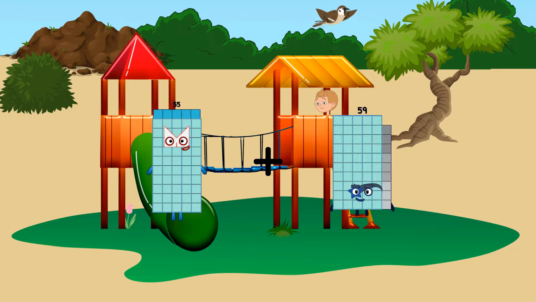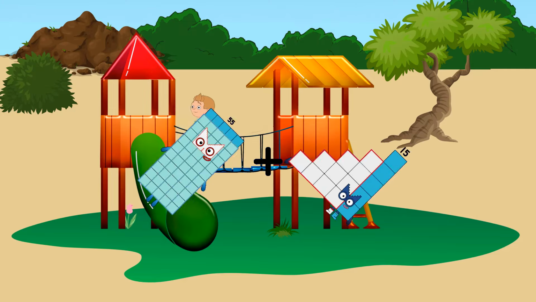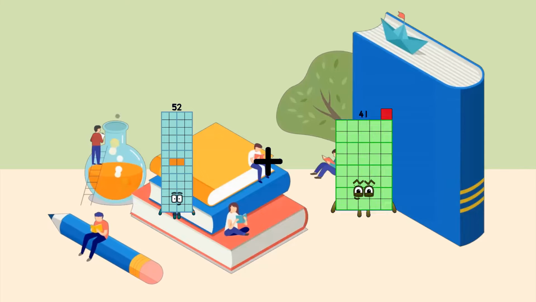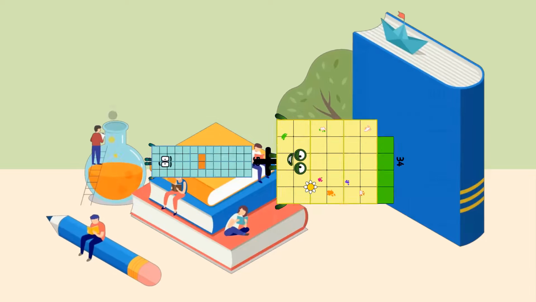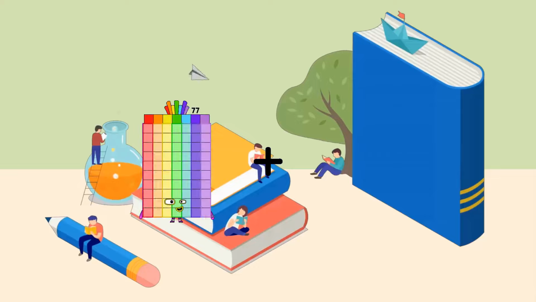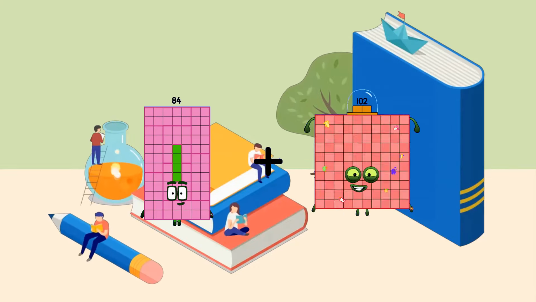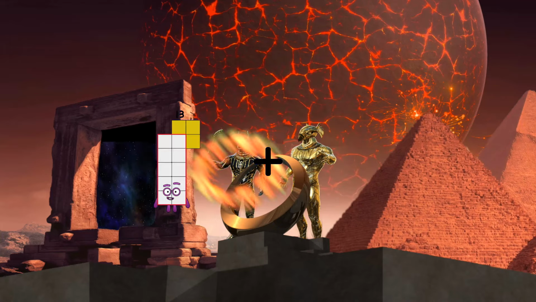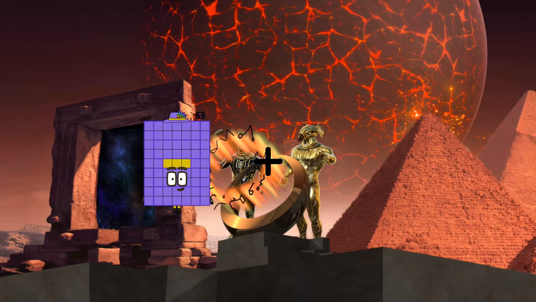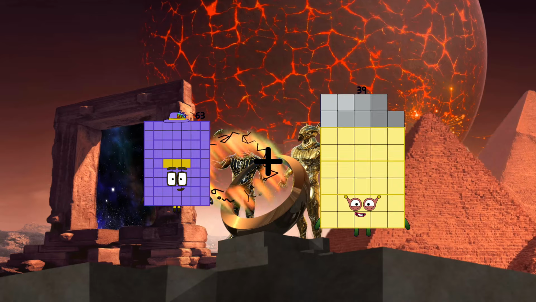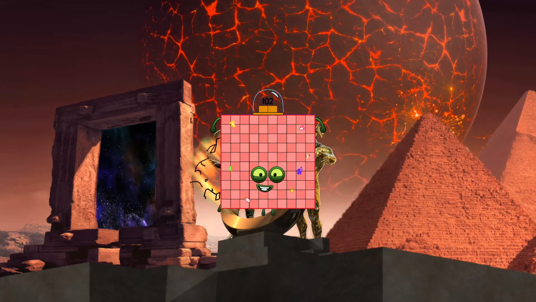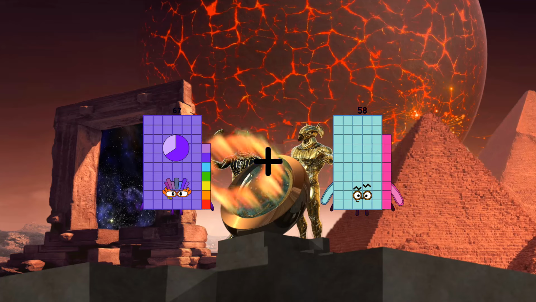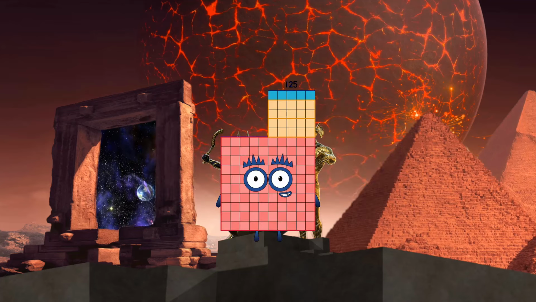55 plus 15 equals 70. 52 plus 34 equals 86. 84 plus 95 equals 179. 63 plus 39 equals 102. 67 plus 58 equals 125.